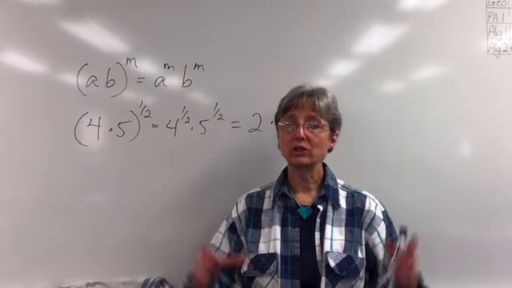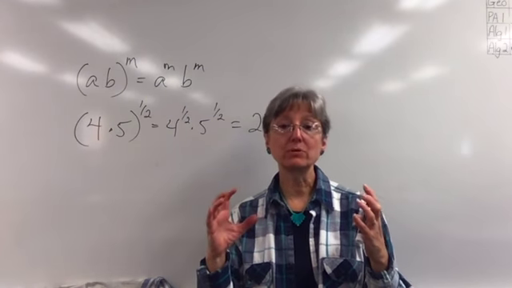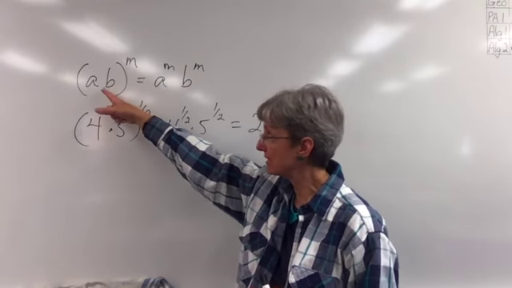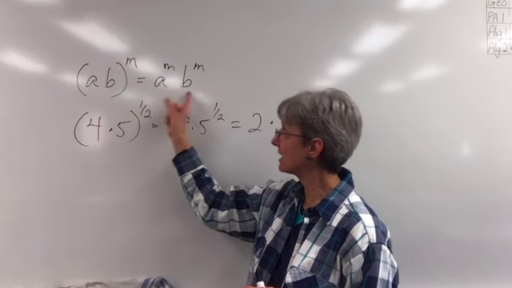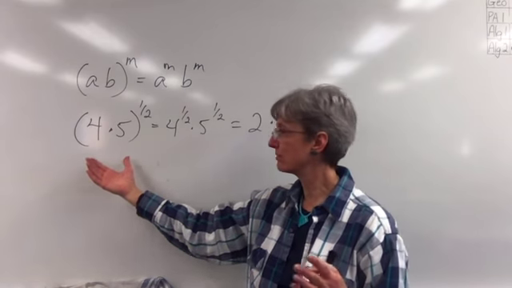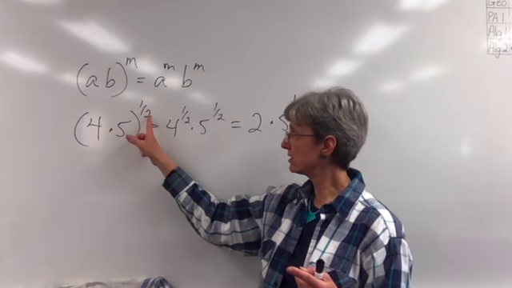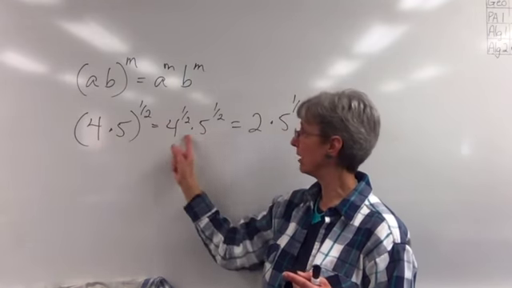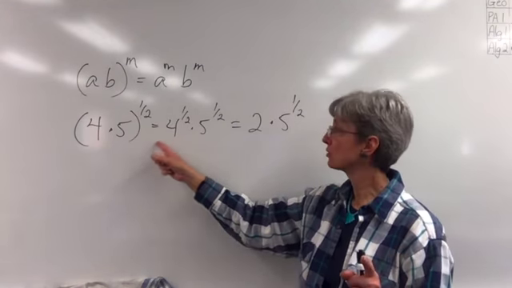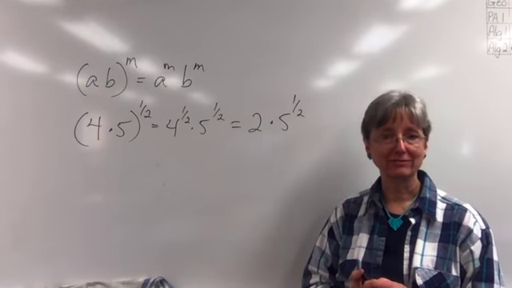We also learned that when you have something in parentheses raised to a power, everything in the parentheses gets raised to that power. So I have AB raised to the power of m. That means A is raised to the power of m and B is raised to the power of m. So here it is with numbers, but the same would apply to variables. I have 4 times 5 to the power of 1/2. That means it's 4 to the power of 1/2 and 5 to the power of 1/2. 4 to the power of 1/2, remember that's the same as the square root. Square root of 4 is 2, so that becomes 2 times 5 to the power of 1/2.